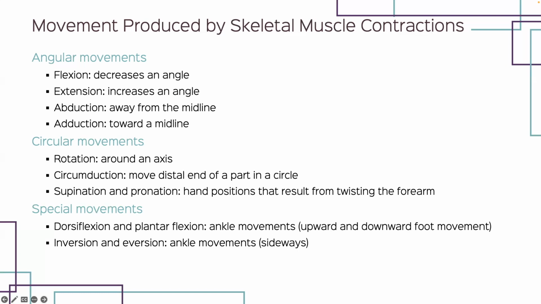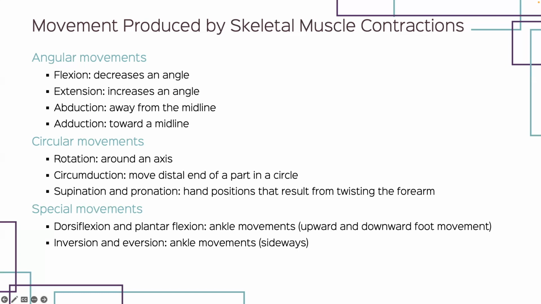Supination and pronation are going to refer to hand positions that result from the rotation of the forearm. So supination results in a hand position with the palm towards the anterior position. And then pronation is when you turn the palm of your hand so that it faces posteriorly.